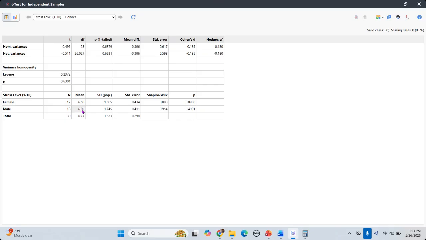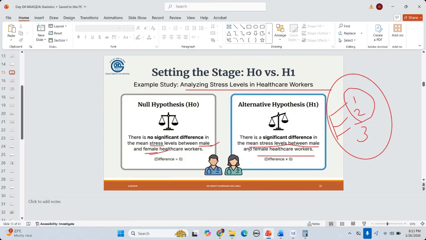Okay. But I want to see the kind of difference. Did it happen by chance or is it a statistically significant difference? For that, we conducted the independent sample t-test. Our p-value is greater than 0.05. It means there is no statistically significant difference between male and female with reference to their stress level. There is no significant difference in the mean stress level between male and female healthcare workers.